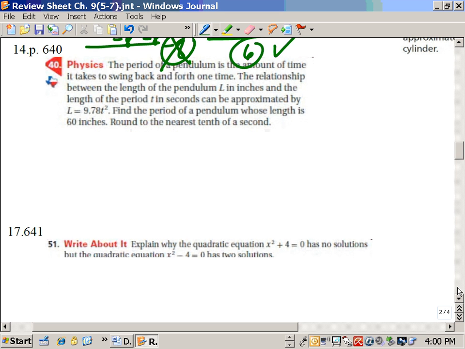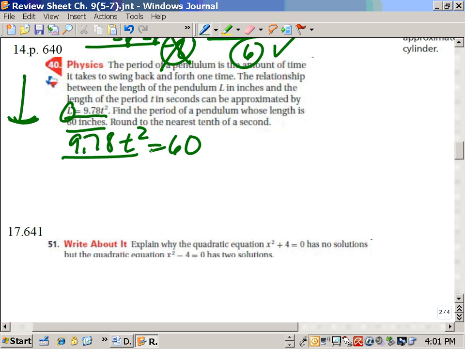Number 14. Oh, this one's kind of irritating because there's a lot of decimals, but it's pretty easy. This is the period of a pendulum. Remember, a pendulum is something that sits and then goes back and forth like this, swinging back and forth one time. Here is the formula that can be approximated. The length of the period of time in seconds can be approximated by 9.78 t squared. We need to find the period of a pendulum whose length is 60 inches. So I'm just going to change this L to 60. 9.78 t squared equals 60. Divide both sides by 9.78.